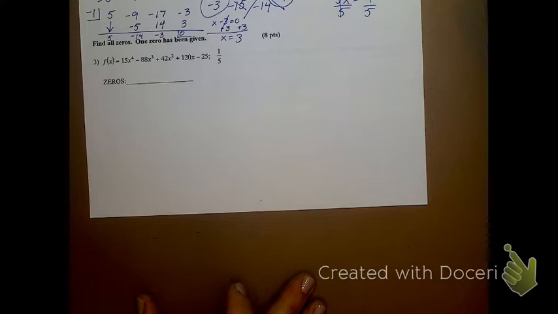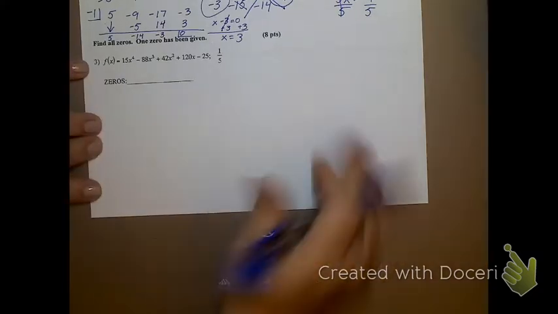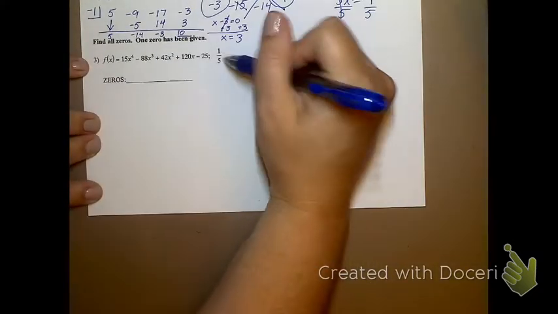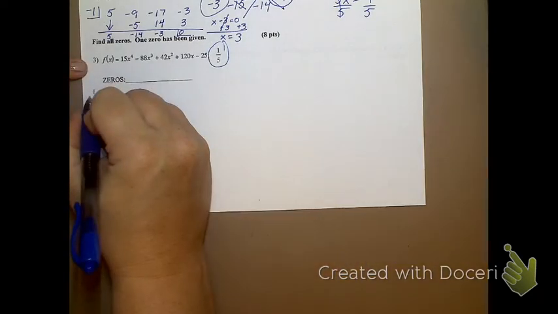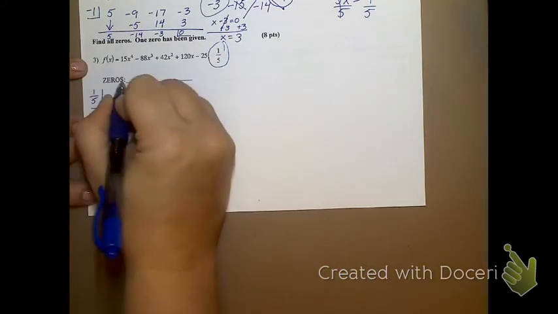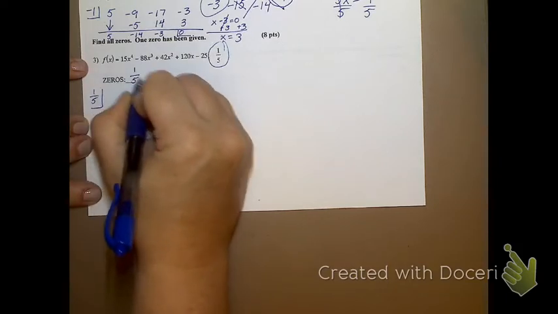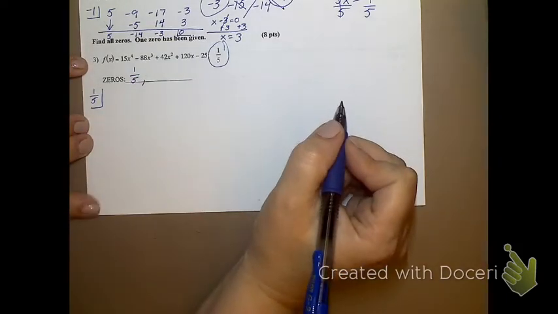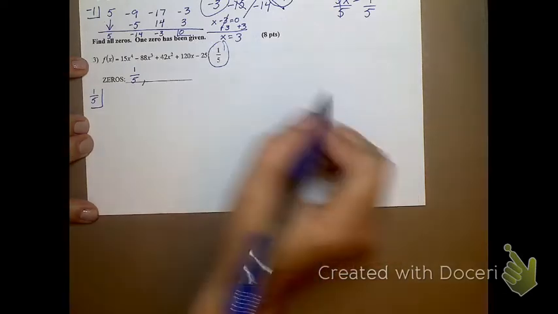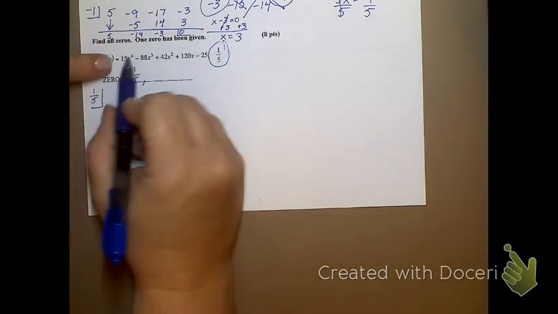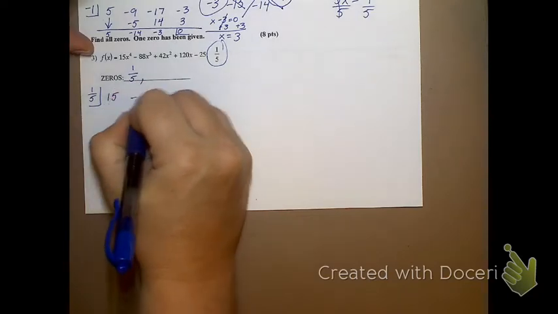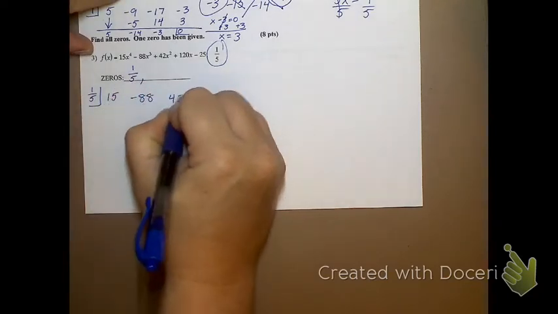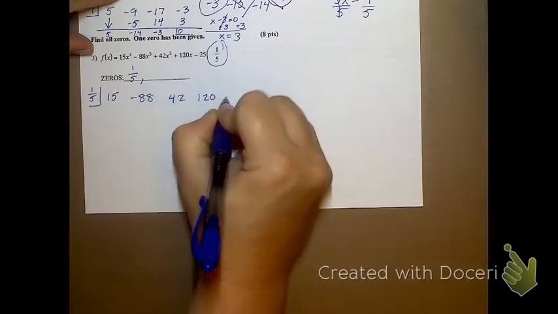Find all zeros. 1/5 has been given to you. So again, I'm doing the same thing, but this time I'm telling you what one of them is. So when I go to my list of zeros, I know that 1/5 is kind of the gimme answer. That one is the easiest one because I'm already telling you it's an answer. Am I missing any terms? 4, 3, 2, 1, 0. Nope. 15, negative 88, 42, 120, negative 25.